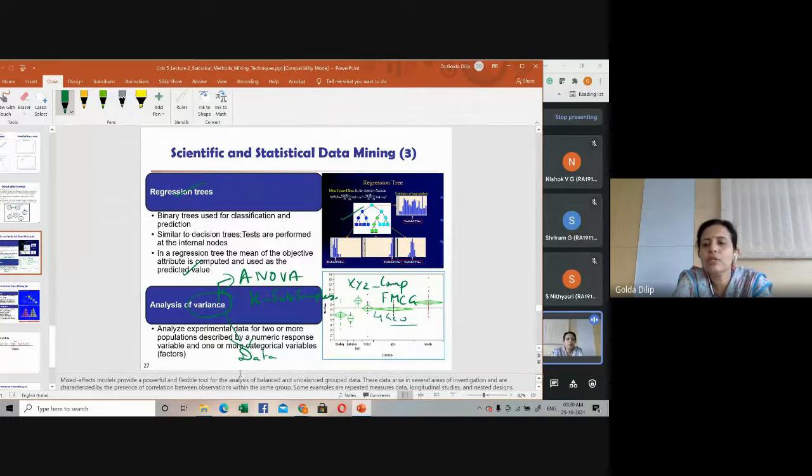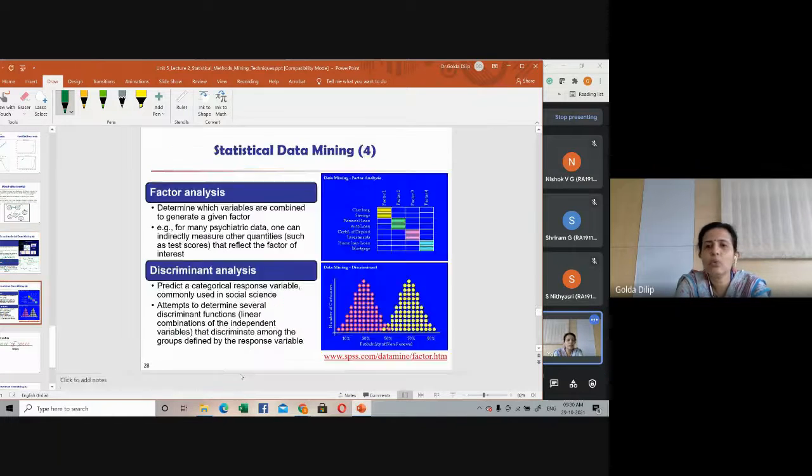So I gave you this example to make you understand where this ANOVA test can be made use of, or what this analysis of variance is all about. It applies to two or more populations described by a numeric response variable and one or more categorical variables or factors. That's what regression trees and ANOVA are all about.